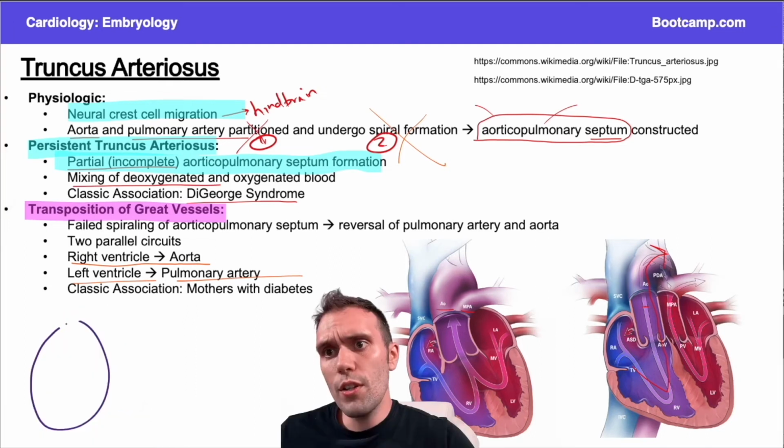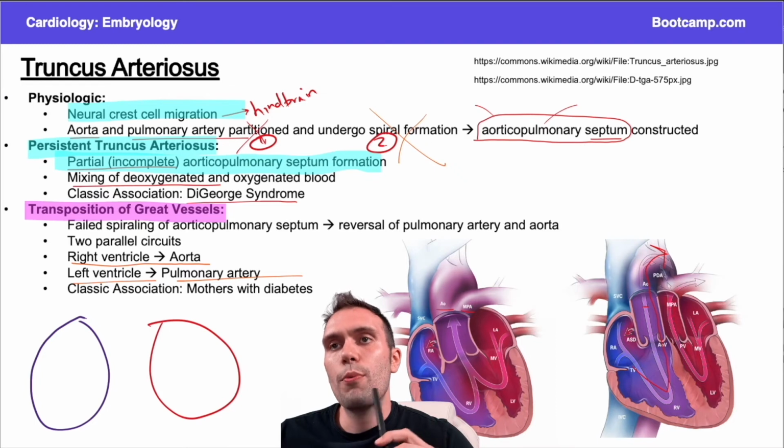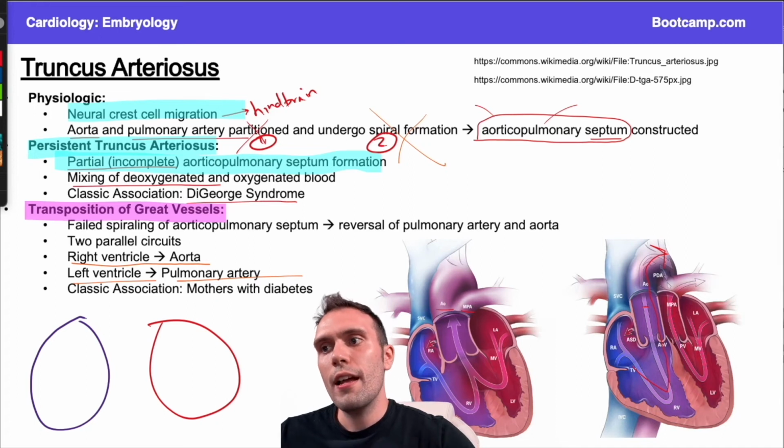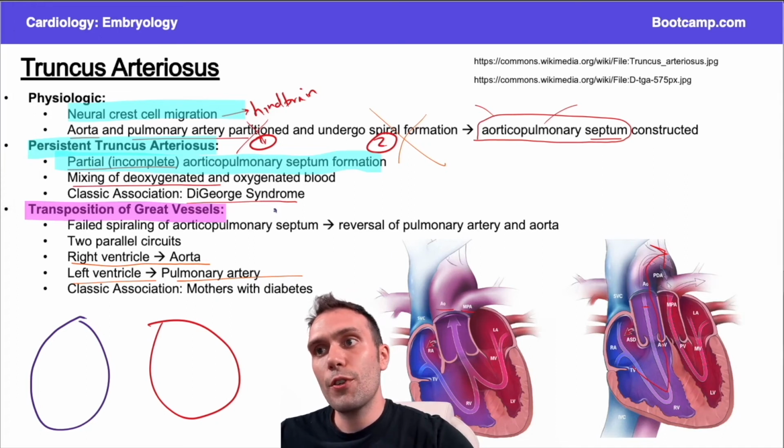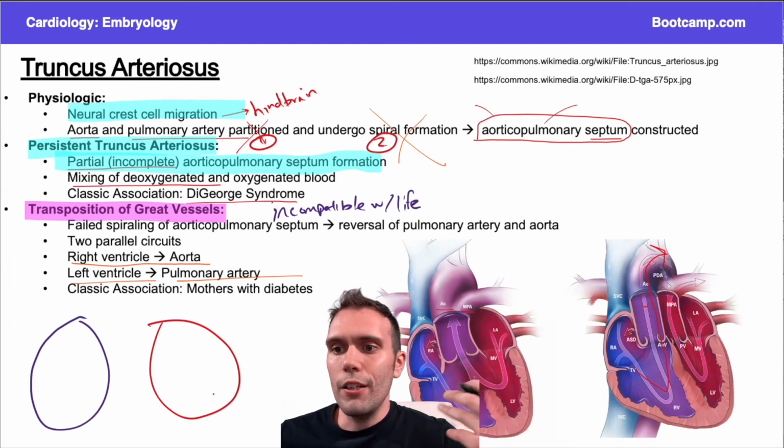So let's see. We have one circuit here, and then we're going to have an oxygenated circuit over here. And so this is a major problem. So neonates that have this happening are consistently getting deoxygenated blood. And so the idea here is, if you're consistently getting deoxygenated blood, this is going to be incompatible with life.